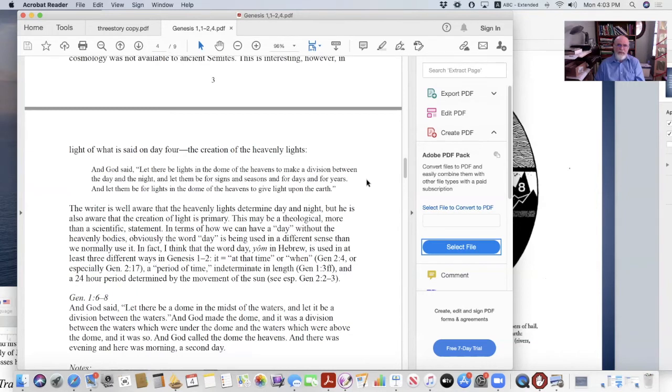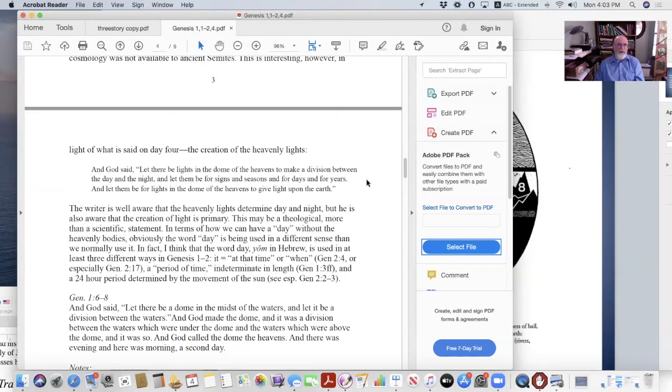And that is simply to say we are not bound by any particular theory of time for when these creative activities occurred and how long it took for God to do it. He simply did it, and it took as long as it took. That's my position relative to that.